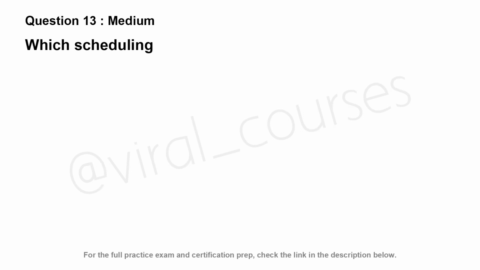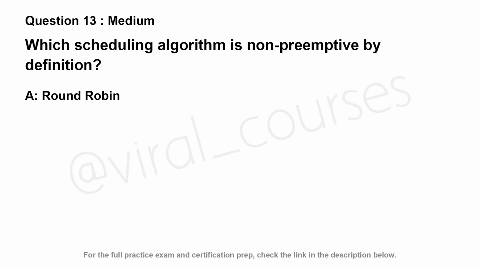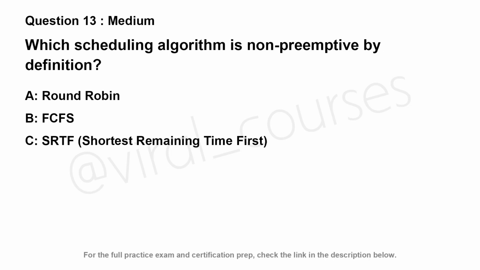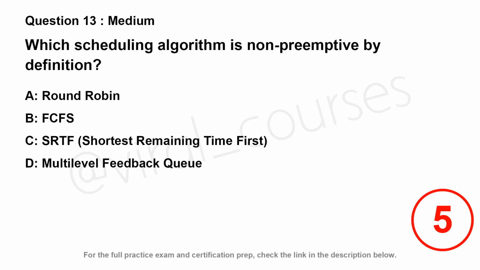Which scheduling algorithm is non-preemptive by definition? Option A. Round robin. Option B. FCFS. Option C. SRTF, shortest remaining time first. Option D. Multi-level feedback queue.